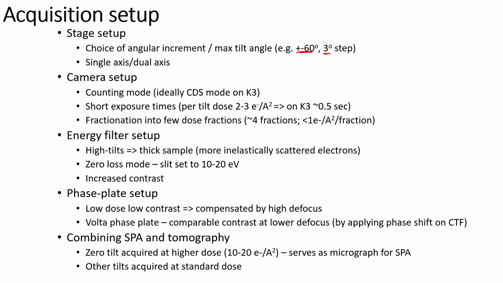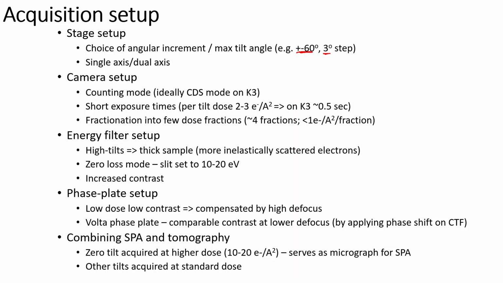And the last thing that's nowadays very used is combining SPA and tomography, where we take advantage, as we talked about, that at zero tilt we have the most transparent sample. This shot of the sample is carrying the most useful information. So what we do is that at zero tilt, we will acquire the first tilt at a higher dose, 10, 20, even higher dose rate.